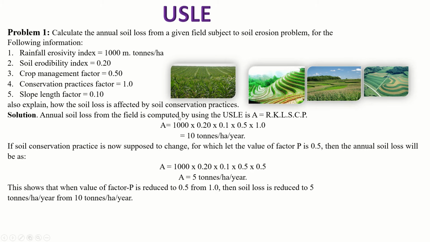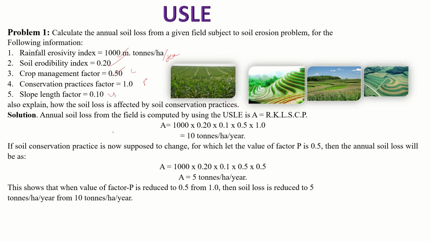Let us discuss the problems on the universal soil loss equation. Let us calculate the annual soil loss from the given field. The given data: the rainfall erosivity is 1000 million tons per hectare per year, and the soil erodibility index K, the crop management factor C, the conservation factor P, and the slope length and steepness LS.